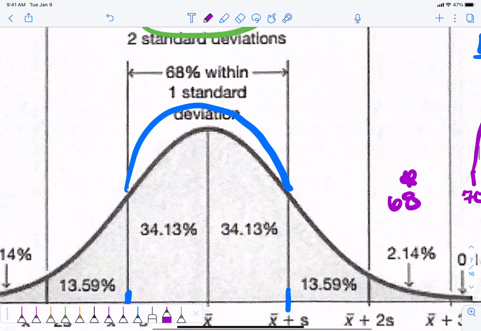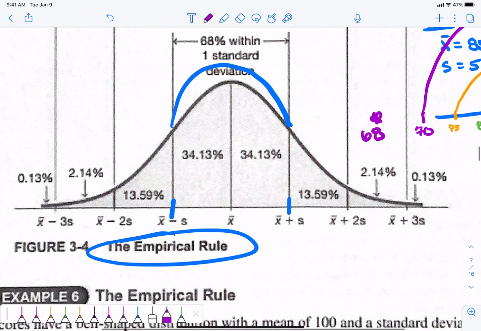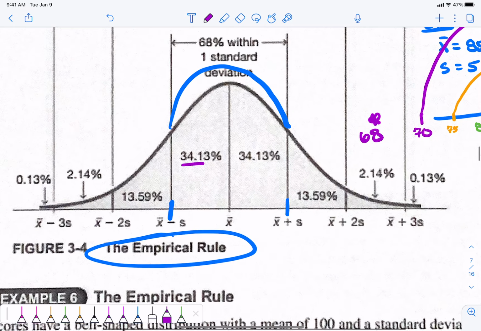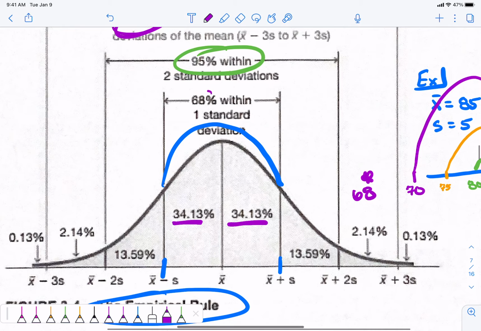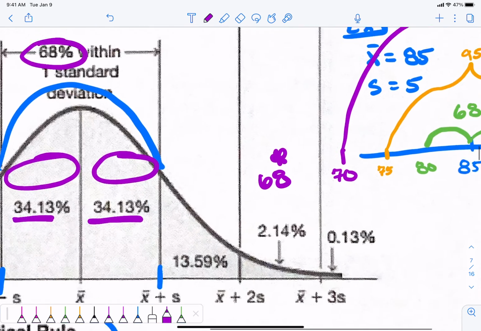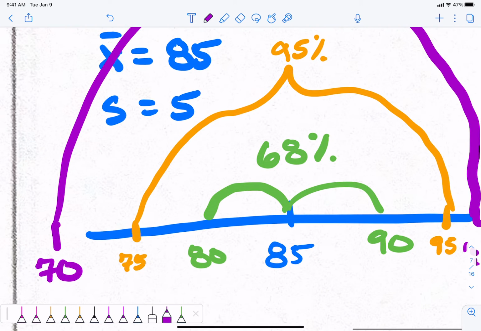Now, I really like this table and the way that it breaks it down because also it says the individual percentages, like 34.13 and 34.13. They have taken this 68% and they split it in half. And they said 34.13% is in this range and 34.13% is within this range. So in addition to the 68, 34.13% scored between an 85 and a 90. Do you see how that works? Does that make sense?